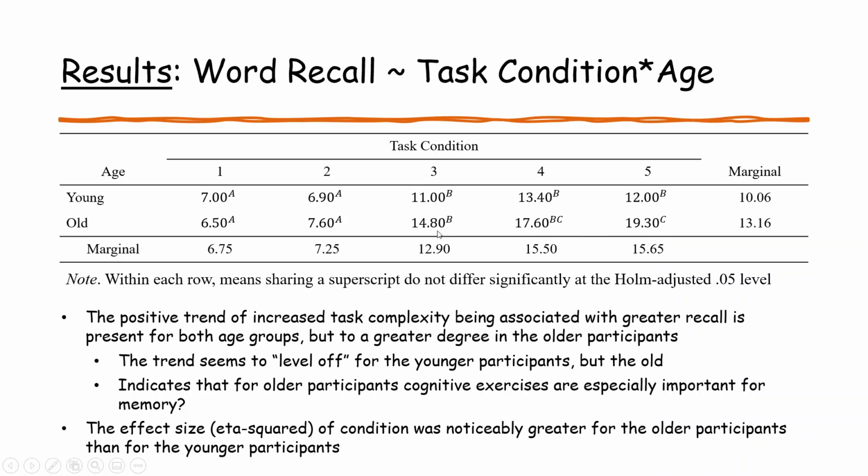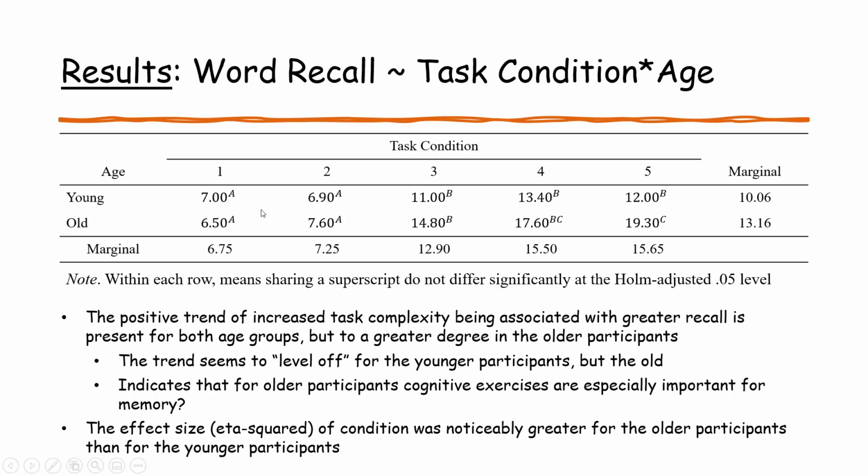So specifically, for the older folks, 3 and 4 don't differ significantly from one another because they both have a B. But 3 differs significantly from those in group 5 because 3 has a B and 5 has a C. And then 4, I misspoke a second ago, 4 does not differ significantly from 5 because it also has a C.